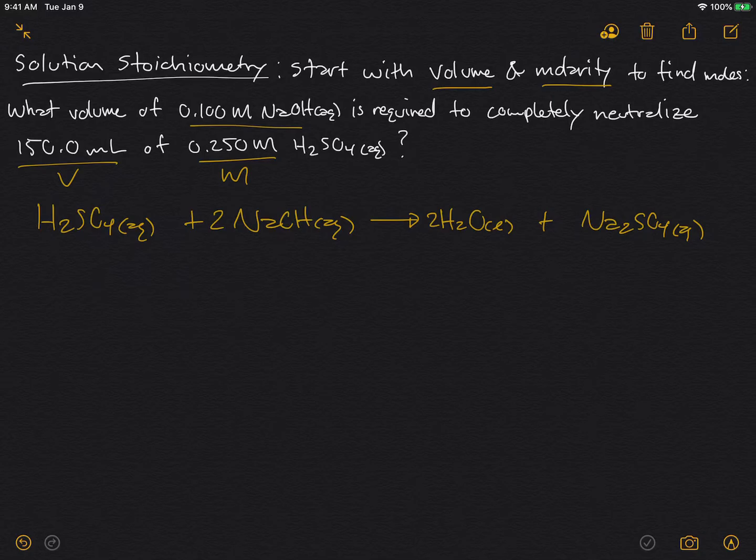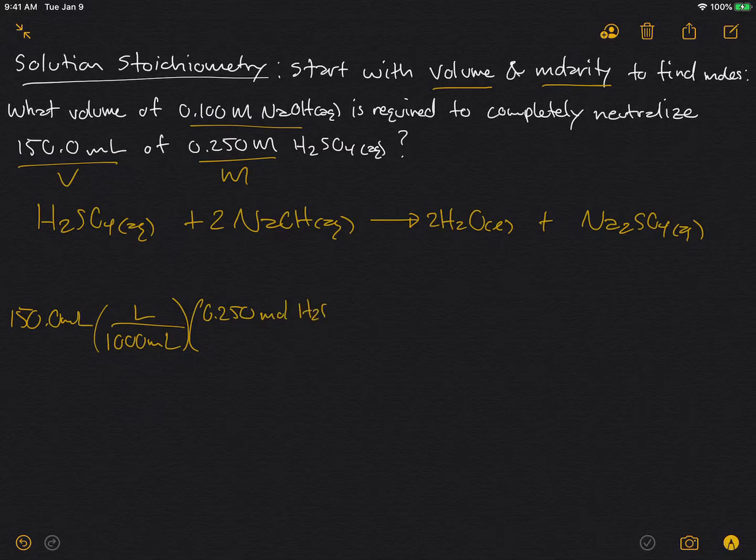You always start with whichever one has a volume and a molarity. So the sulfuric acid has a volume and a molarity. We've got 150 milliliters. Remember, you want to convert that to liters, so let's multiply by this conversion factor, divided by 1,000 milliliters. Now we're in units of liters, so we can multiply by the concentration. Anytime you see that capital M for molarity, write it as moles over liters. So we've got 0.25 moles of sulfuric acid per liter.